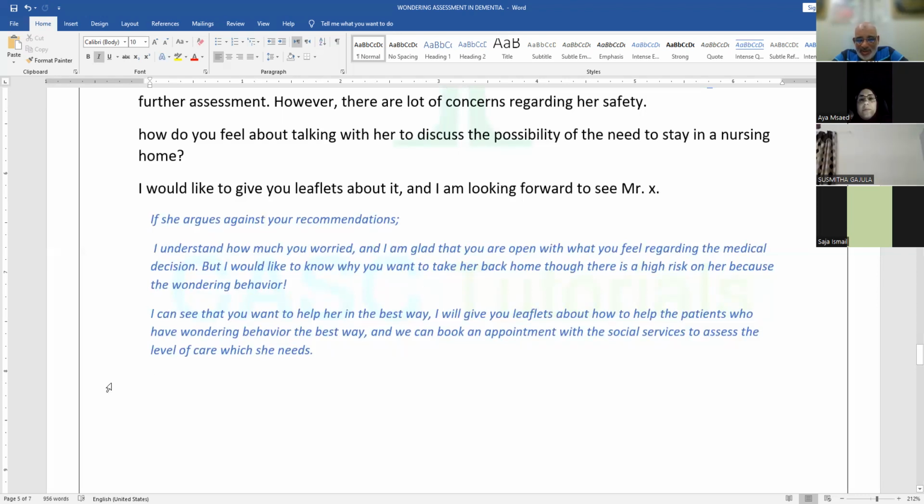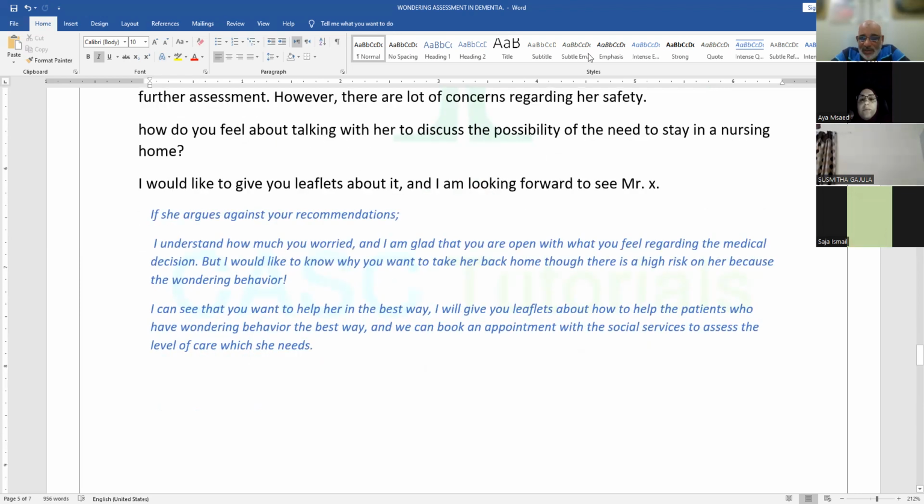This is communication skills. All this is communication skills because Candice encountered this issue that her daughter is not keen to send her to the nursing home. So you can say something like, I can see that you want to help her in the best way. I will give you leaflets about how to help patients who have wandering behavior in the best way, and we can book an appointment with the social services to assess the level of care which she needs. So caregiver assessment, okay? So this is how you do this station.